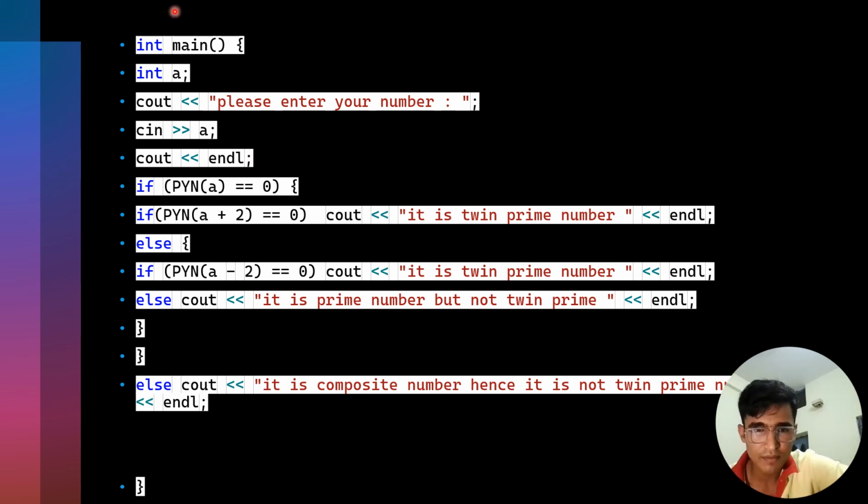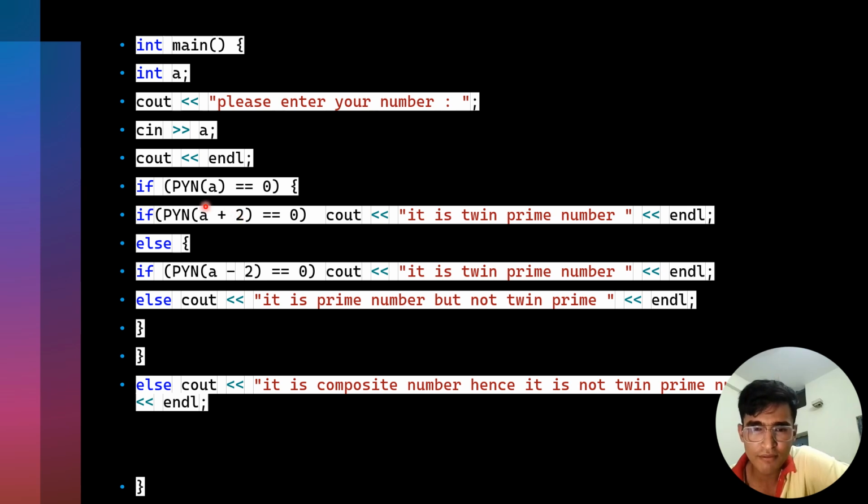Okay. Now int main, int a, cout, please enter your number. This cout means it will be printed on our screen. So in a, the user will give his input integer a, and these will all be executed in one line. Please enter your number, and you will be writing your input in the same line. Cout endl. Now all other things will be executed in the next line.